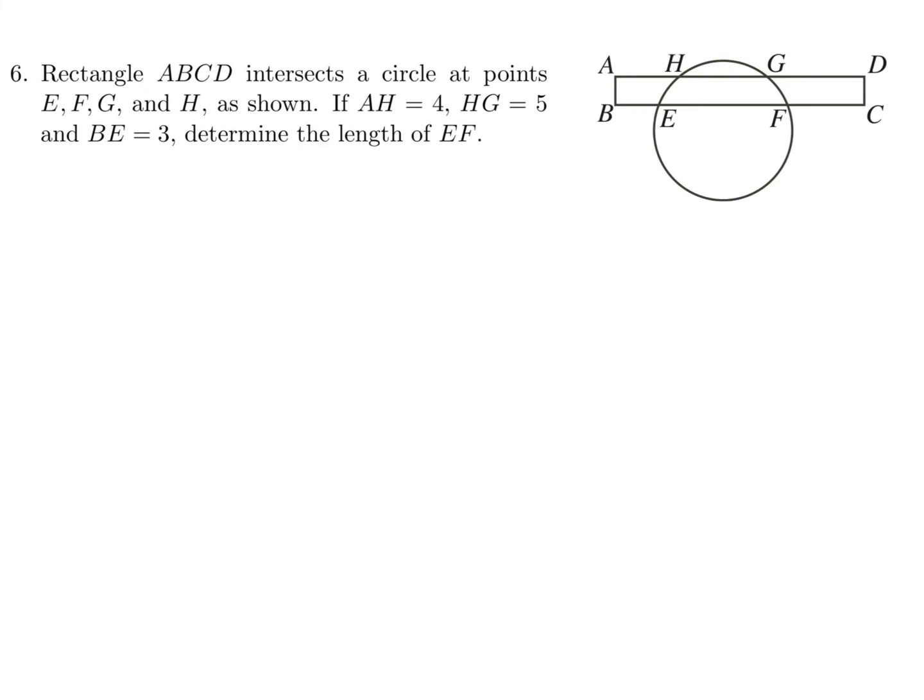Rectangle ABCD intersects a circle at points E, F, G, and H as shown. If AH is 4 and HG is 5 and BE is 3, determine the length of EF. All right.